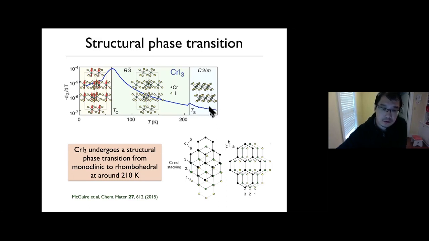As you lower the temperature from above 210 Kelvin to below, the system will undergo a structural phase transition, which is basically a rigid shift between the layers. Then it will go to the so-called rhombohedral stacking. The monoclinic stacking has symmetry group C2/m, or C2h, which has an in-plane two-fold rotational symmetry. For the rhombohedral stacking, it has an out-of-plane three-fold rotational symmetry. And the magnetic phase transition, of course, happens way below the structural phase transition, roughly at 61 Kelvin in the bulk. So that's what we know about the bulk crystal.